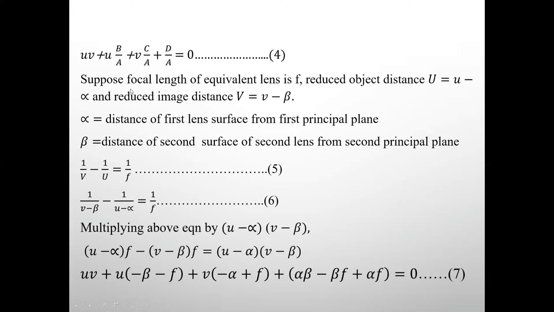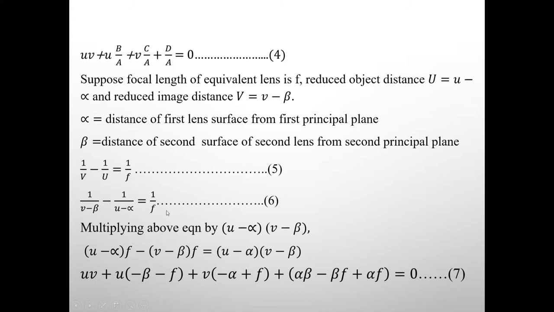Now suppose the focal length of the equivalent lens is F, the reduced object distance is U equal to U minus alpha, and the reduced image distance is V equal to V minus beta. Alpha is the distance of the first lens surface from the first principal plane. Beta is the distance of the second surface of the second lens from the second principal plane. So 1 upon V minus 1 upon U is equal to 1 upon F. Putting these values of U and V here, we can write 1 upon V minus beta minus 1 upon U minus alpha is equal to 1 upon F, equation 6.